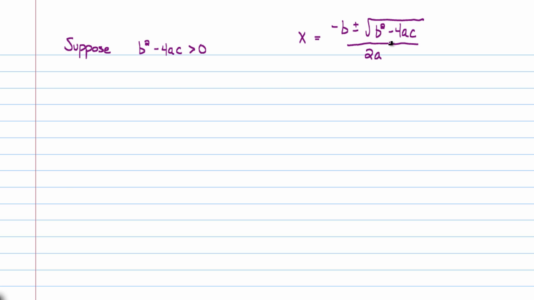That's because this number underneath the square root is positive and it's greater than 0. So you have something like negative 1 plus or minus the square root of 3, over 2. We get two real solutions, negative 1 plus root 3 over 2 and negative 1 minus root 3 over 2. So this implies two real solutions.